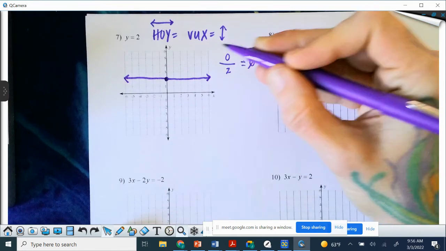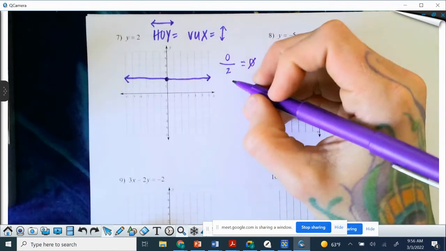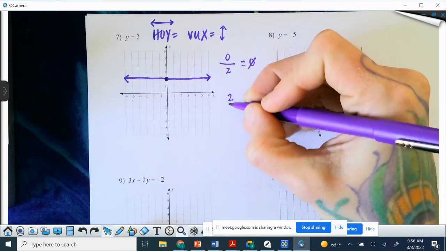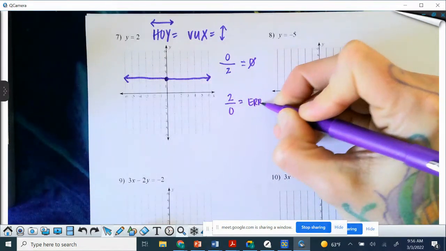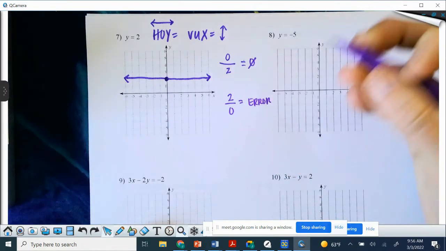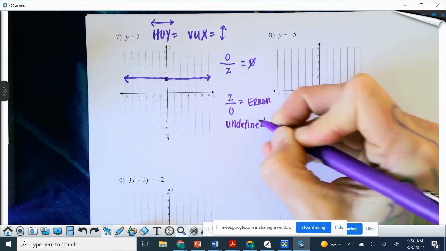For your vertical line, if it had been x = 2, then that would be that there is 2 rise, but no run. And if you put this in your calculator, it's going to give you an error. You can't divide by 0. That's why that undefined slope comes into play for your vertical lines.